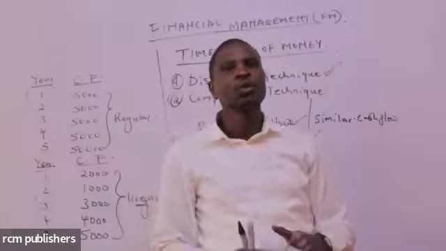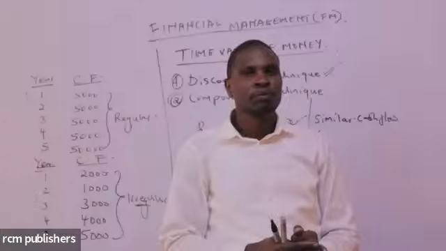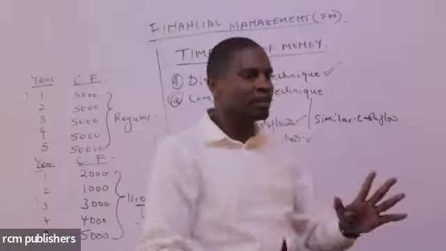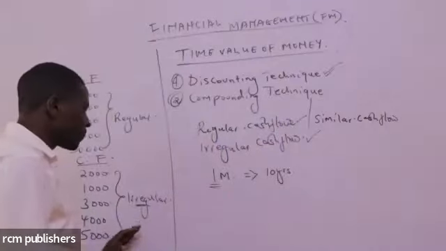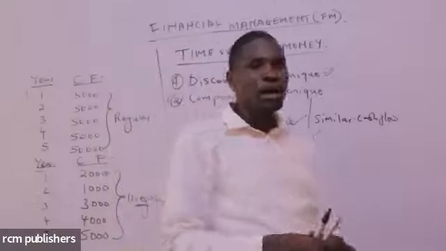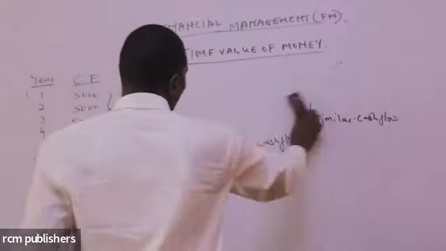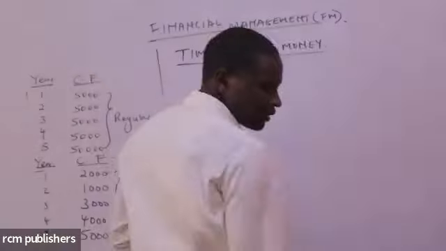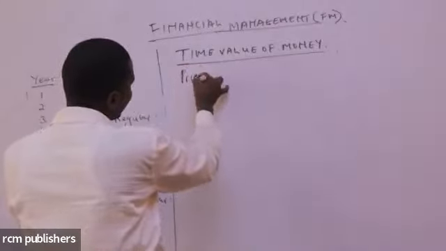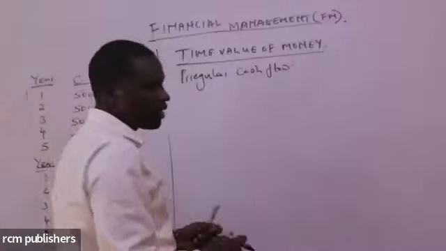Now, I want someone to help me to know which factor I am going to use in order to be able to discount or to get the present value of this type of cash flow. For this case, I want us to start with the irregular cash flow, and thereafter we shall look at a regular cash flow. So let's start with getting the present value of irregular cash flow. The cash flows which are not similar, we call them irregular.